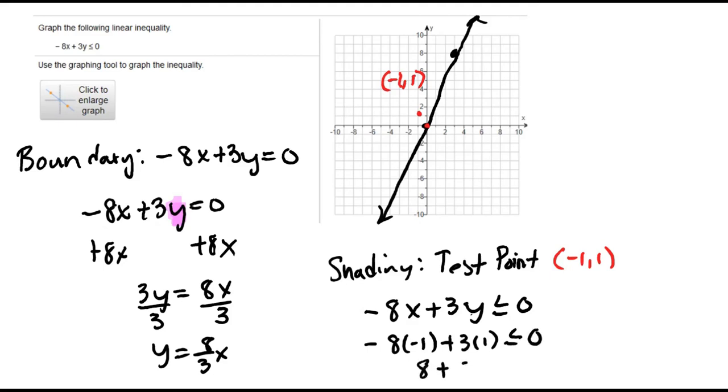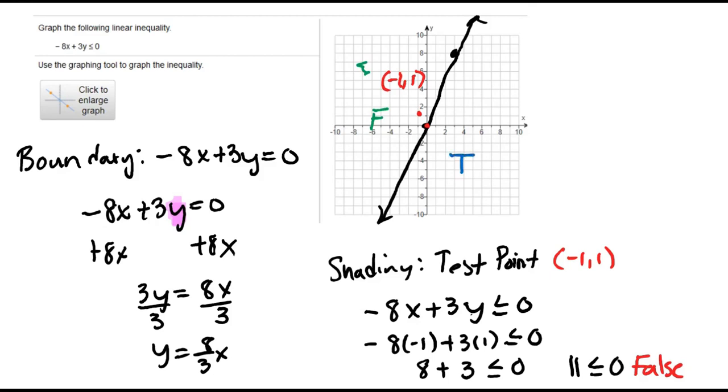8 plus 3 is less than or equal to 0. That's 11 is less than or equal to 0. That is a false statement. So my test point came out false. My test point is on this side here, and it came out false. The other side is the true side.